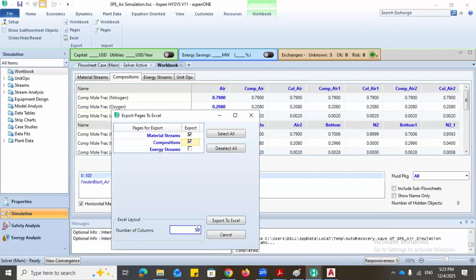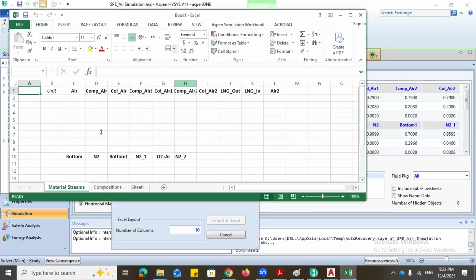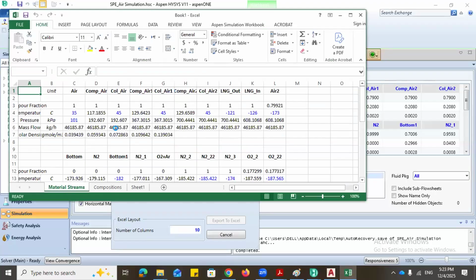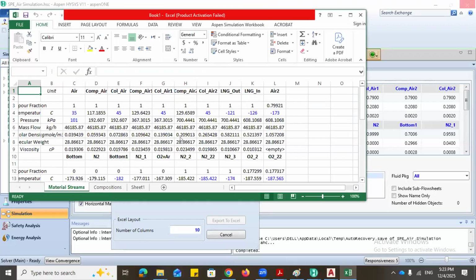So let me just change this to 10. 15 will be too much. So let me just click export to Excel. If you have Excel in your laptop, automatically it is going to come up. So this is it. It is loading, loading. Just leave it, give it a little time. It is going to load up.